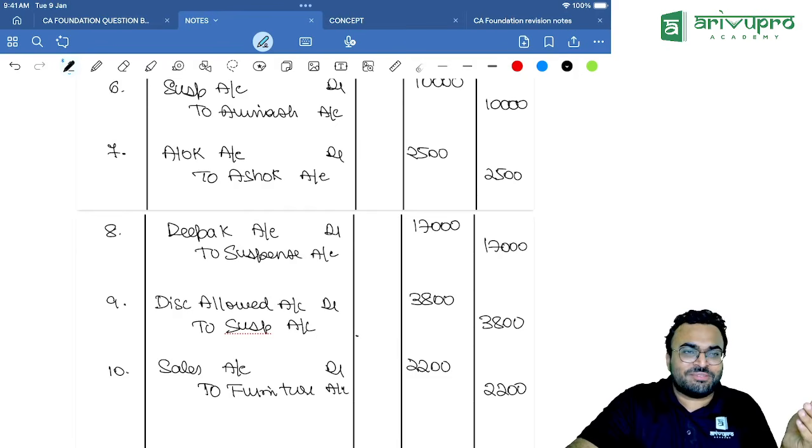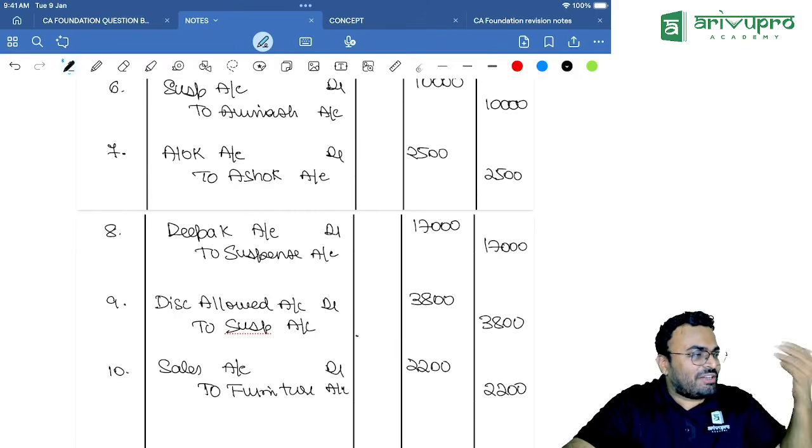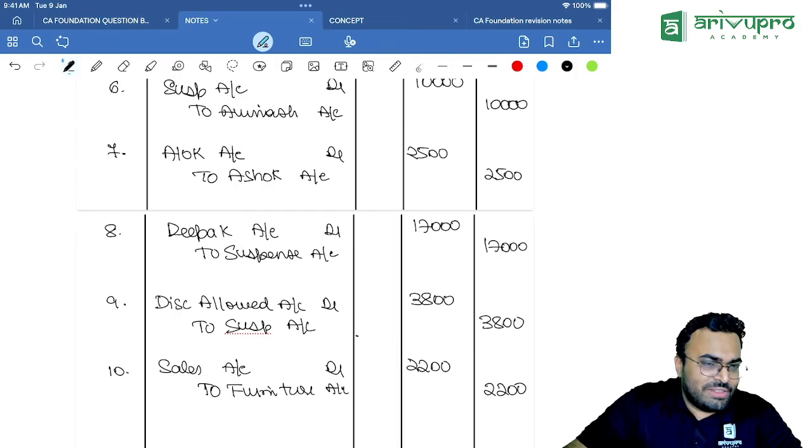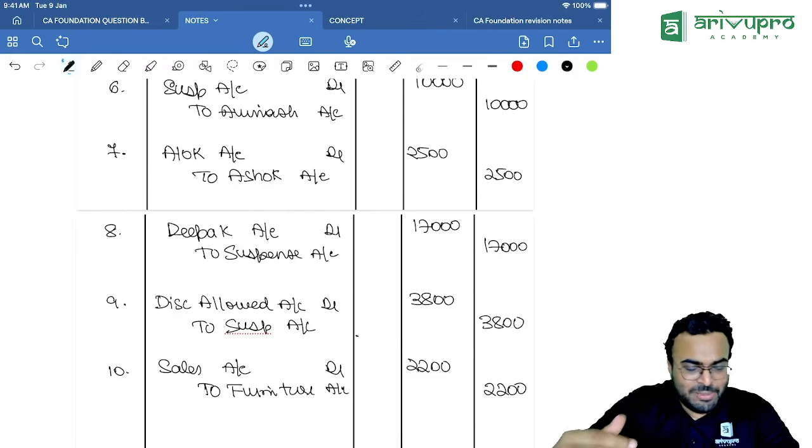As a chartered accountant, you cannot tell that you don't know rectification of errors. It will be a joke. Are you getting my point? In the name only you have accounts. So, if you are telling I don't know rectification of errors, it's a joke. And anyways, you have seen that the chapter is also easy. So, with that, we are done with rectification of errors. We'll meet tomorrow. Bye.